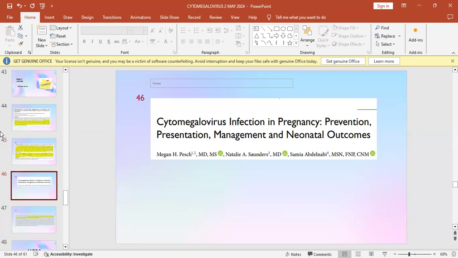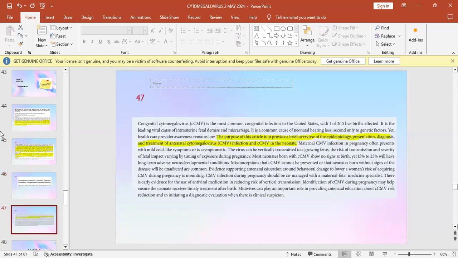The second article is Cytomegalovirus infection in pregnancy: prevention, presentation, management, and neonatal outcomes. The purpose of this article is to provide a brief overview of the epidemiology, presentation, diagnosis and treatment of antenatal cytomegalovirus infection and cytomegalovirus in the neonate. Maternal cytomegalovirus infection in pregnancy often presents with mild cold-like symptoms or is asymptomatic. The virus can be vertically transmitted to a growing fetus, with the risk of transmission and severity of fetal impact varying by timing of exposure in pregnancy.